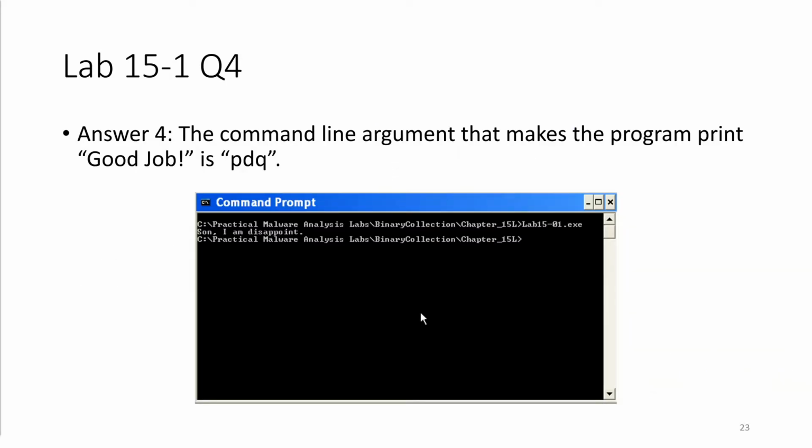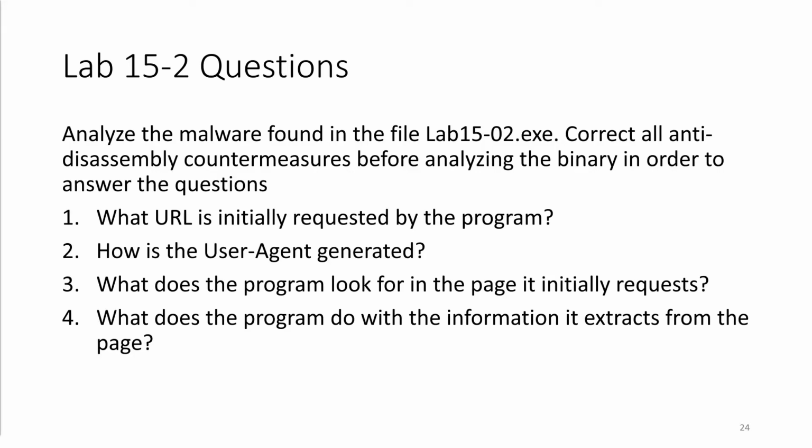So the command line argument that is expected for the executable to print the good job message is lowercase pdq. And in the GIF, you can see that when the program's executed without a second argument, it prints the "son, I am disappoint" message. But then when I enter the pdq as the argument, it prints "good job." And that's it for Lab 15-1.